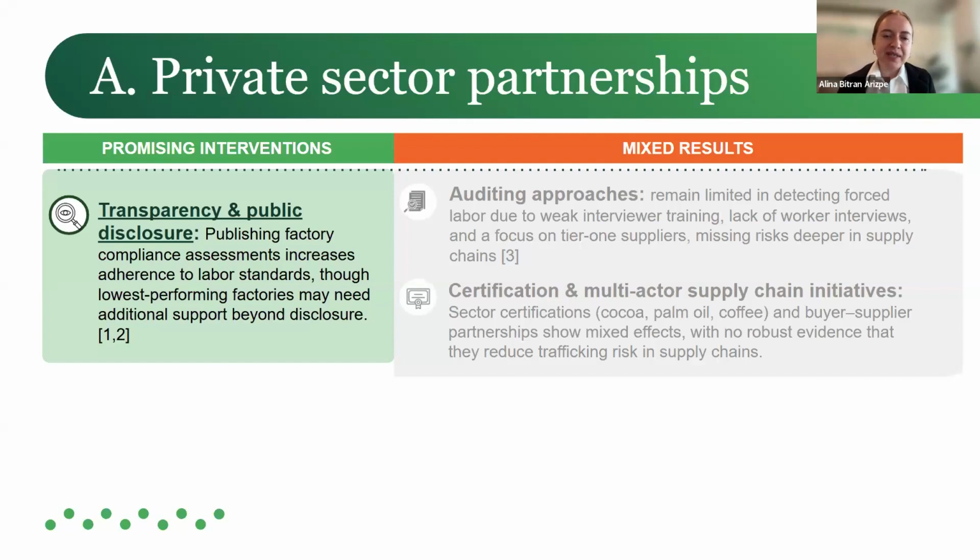And then mixed results, we see auditing approaches. So these auditing approaches still remain limited in detecting forced labor due to many factors, among them potentially weak interviewer training, lack of worker interviews, and a focus on tier one suppliers. So these are still potentially missing some of the risks deeper in supply chains. And then second, we also see certification and multi-actor supply chain initiatives. So these are sector certification programs, cocoa, palm oil. We're even starting to see them in the hospitality industry. And buyer supplier partnerships are showing mixed effect. There are still no rigorous studies with robust evidence that show that these actually reduce trafficking risk in supply chains.